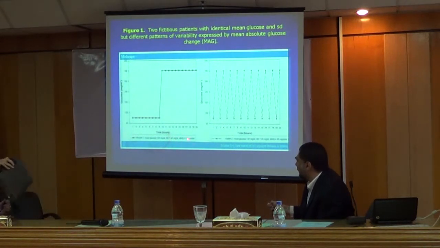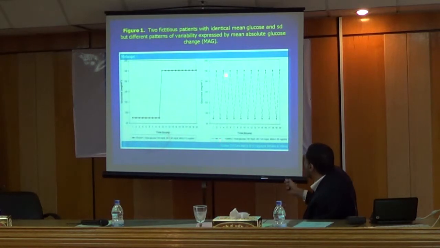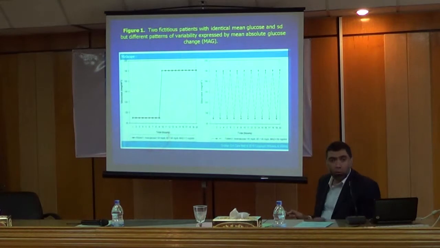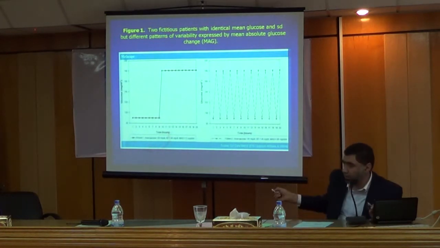The mean glucose variability is 5 milligram per hour. While the other patient is going up and down, the average is the same, 135 milligram per deciliter, but the mean glucose variability is around 66 milligram per hour. Definitely the mortality here was found to be higher than the first one.